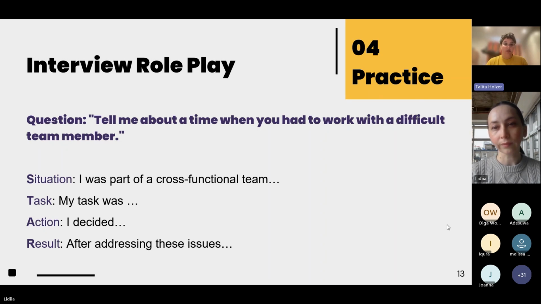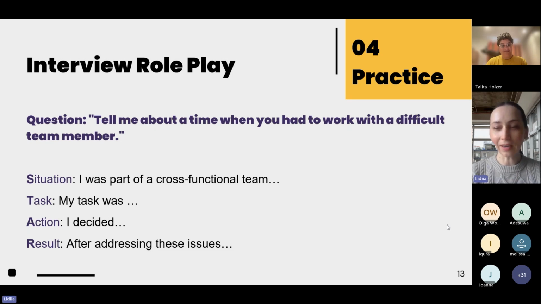I worked with the person as well to create more realistic deadlines together, so that he felt ownership over it. So he was the one who defined the deadlines, so he felt more motivated to achieve those. And as a result, after addressing these issues, the team member's performance improved significantly. The project was completed on time, the product launch was a success, and we achieved a 25% increase in sales in the first quarter. Thank you.